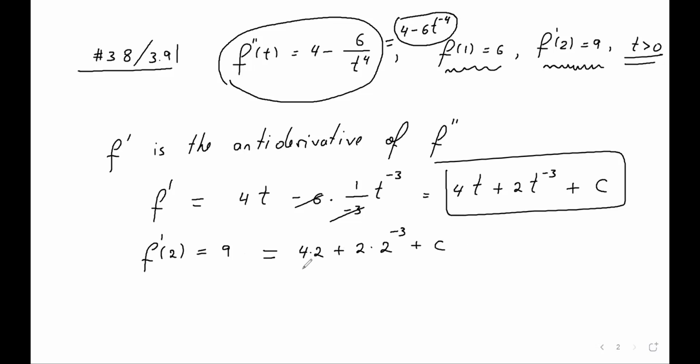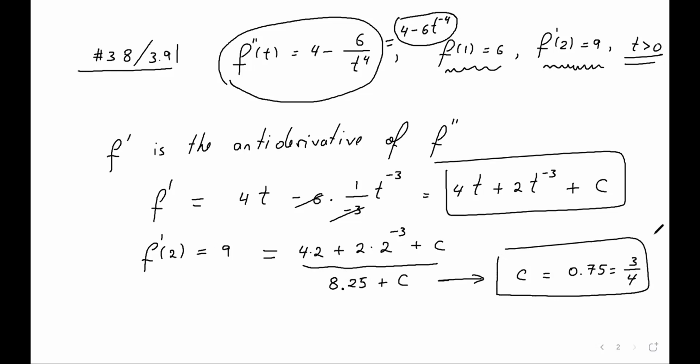If we calculate this side, we have 8 plus 2 over 8, which is 1 over 4. 8 plus 1 over 4 is 8.25, plus c. So it will follow, because 9 is 8.25 plus c, that c is 0.75, or if you want, 3/4. So let's write it as a fraction. It doesn't really matter. I'm just playing with the numbers here at this point in time.